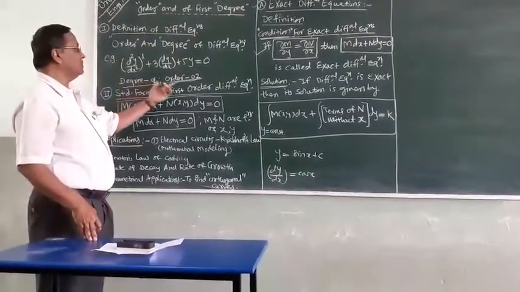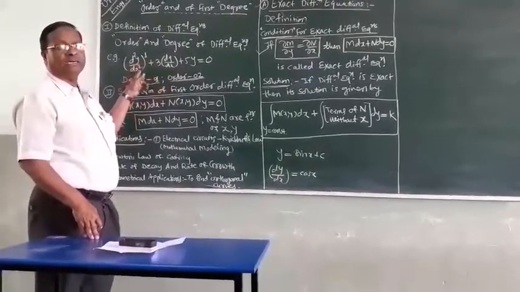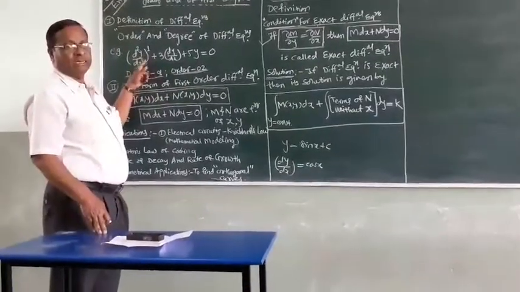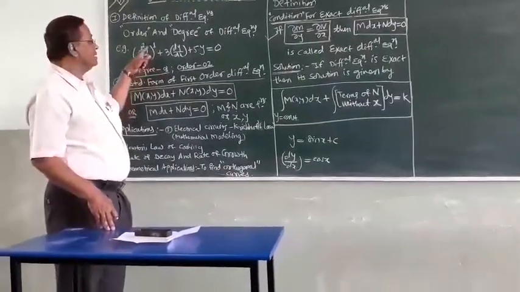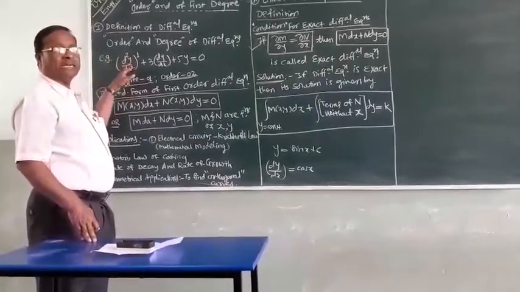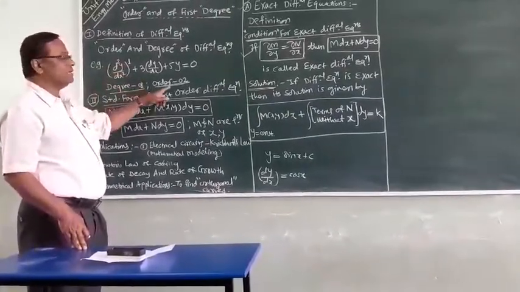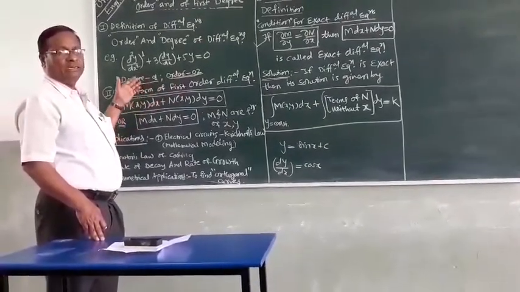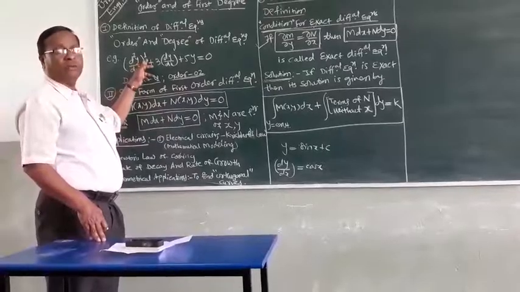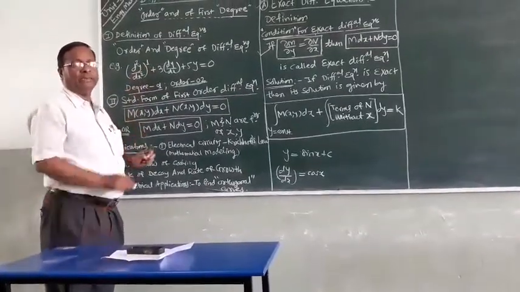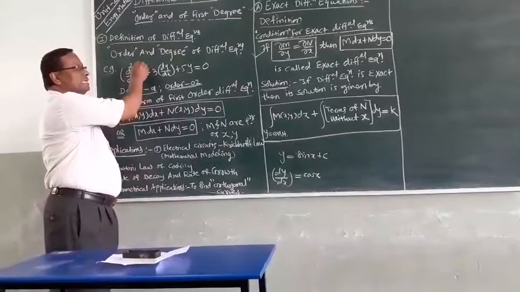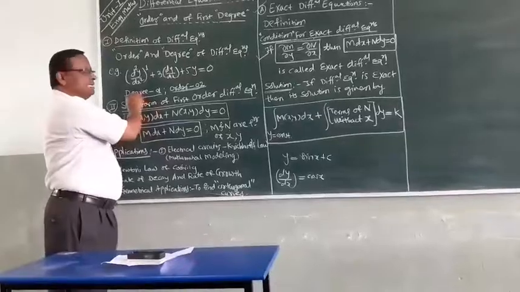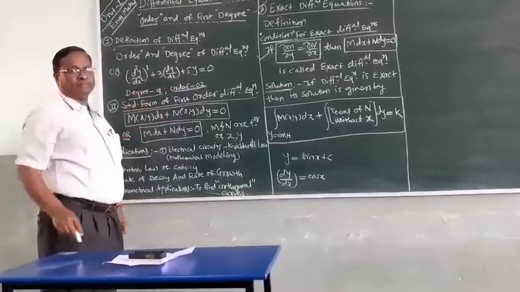What is meant by the order of a differential equation? The order of the highest order derivative appearing in that equation is known as the order of the differential equation. Here, this differential equation contains a second order derivative, hence it is a second order differential equation. And what is the degree of a differential equation? The degree is nothing but the index of the highest order derivative appearing in that equation. So this index of the highest order term is 1, and this is a first degree differential equation.